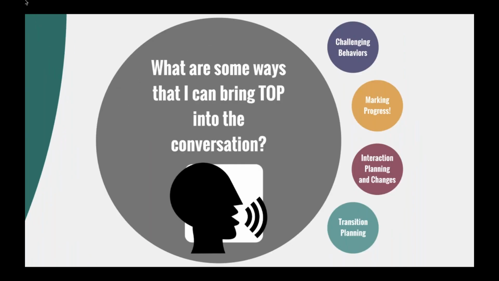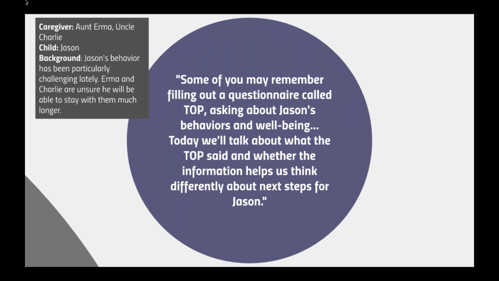What are some ways that I can bring TOP into the conversation? So how do I really talk about TOP? What do I say? So the first is challenging behaviors. Here we have a case scenario that is just an example of a case, and then there's a quote here, and this is really just how you would talk about this. So here we have Jason. Jason is living with Aunt Irma and Uncle Charlie. His behaviors lately have been particularly challenging. His aunt and uncle are really unsure of whether or not he is going to be able to stay with them.